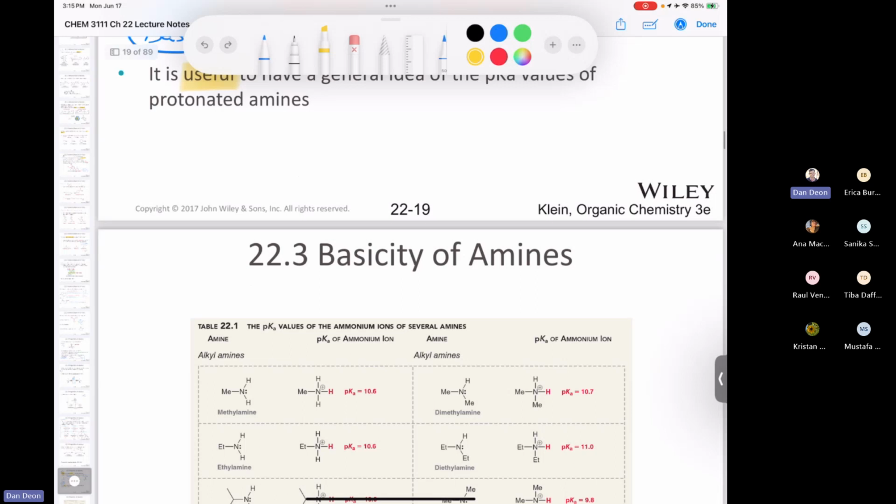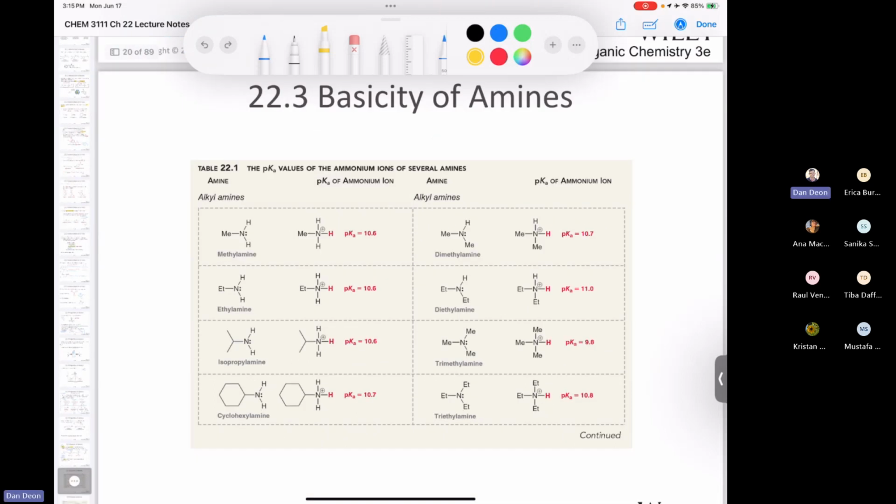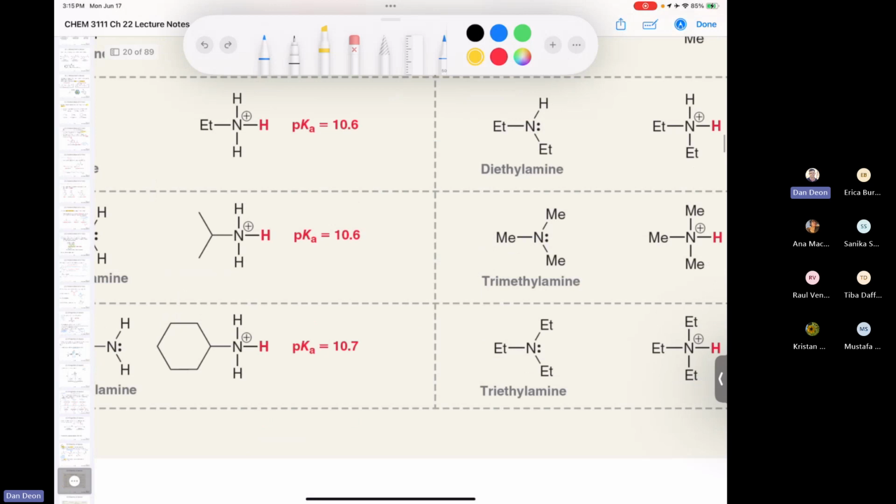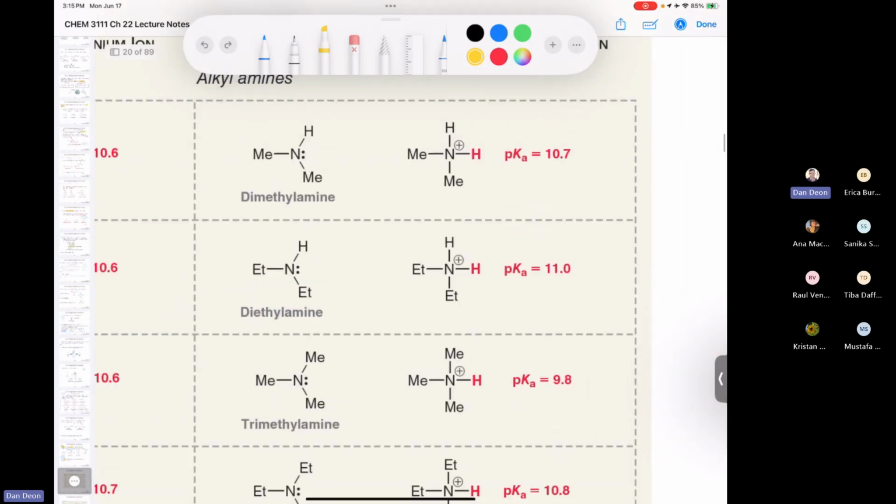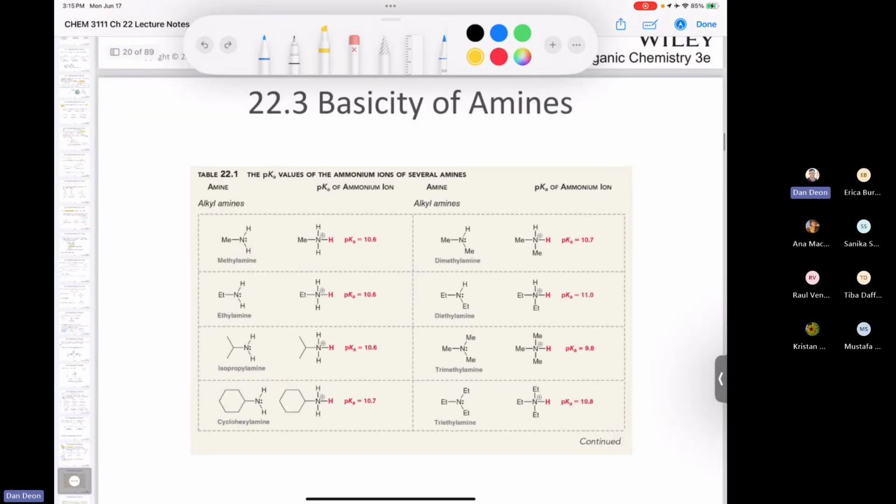Well, check this out. If you look at any of these ammonium ions, what do you notice? Let me just look at the numbers. You get 10.6, 10.6, 10.7, 10.8, 9.8, 11. So what would you say? The range is around 9 to 11? If you have some kind of protonated amine, the pKa is going to be somewhere in the neighborhood of 9 to 11. Come on, that's close enough.